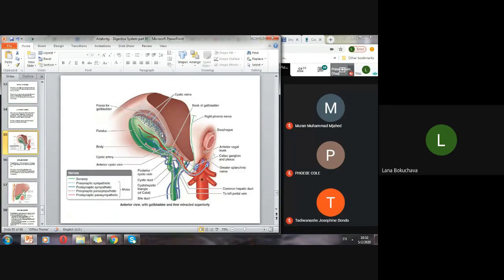Okay, so as a result, we do have the arterial blood supply, but we also do have the venous drainage. What do you think? What can be the venous drainage in this case?